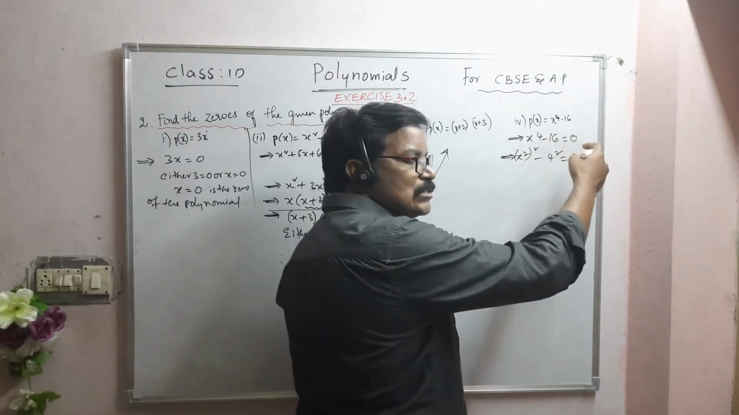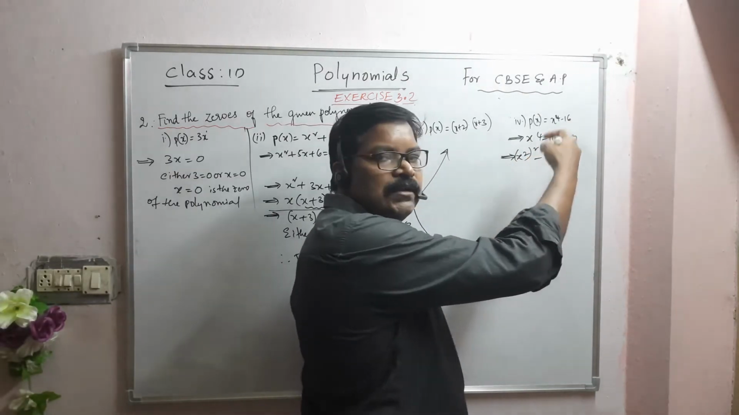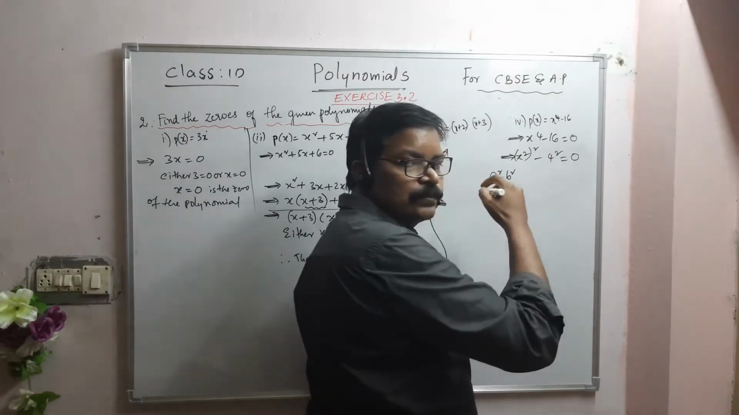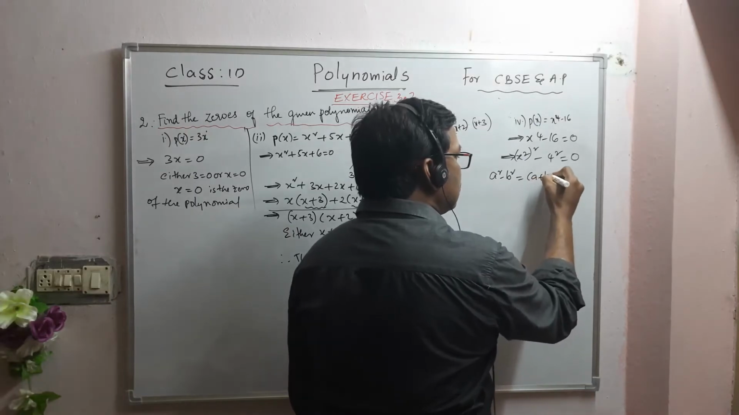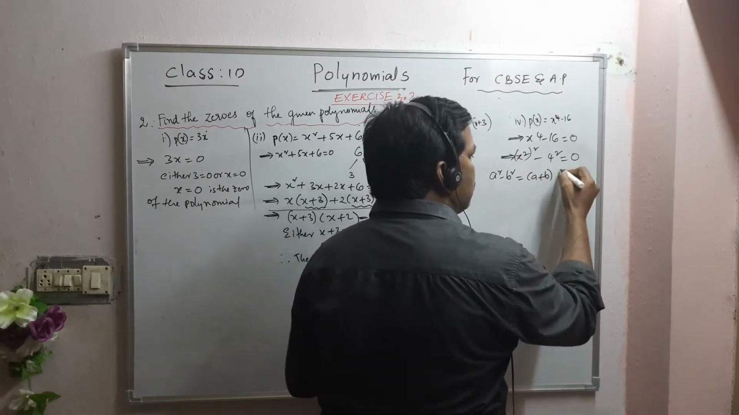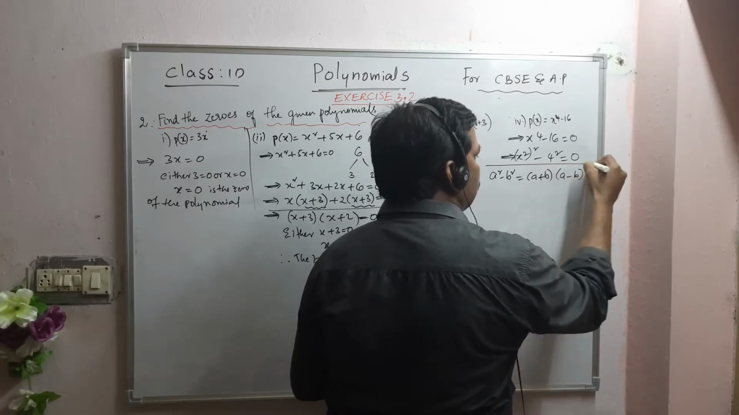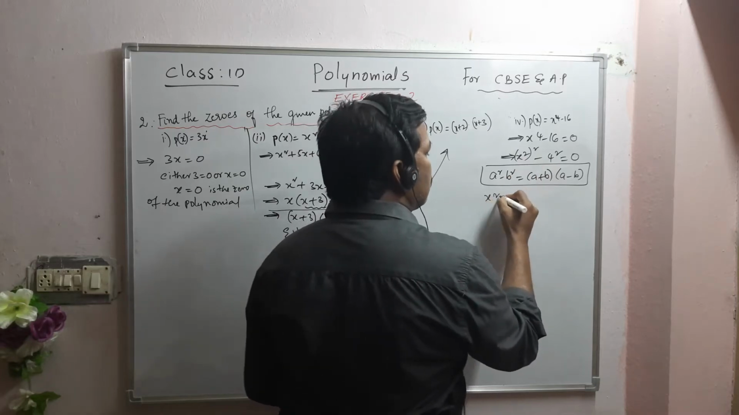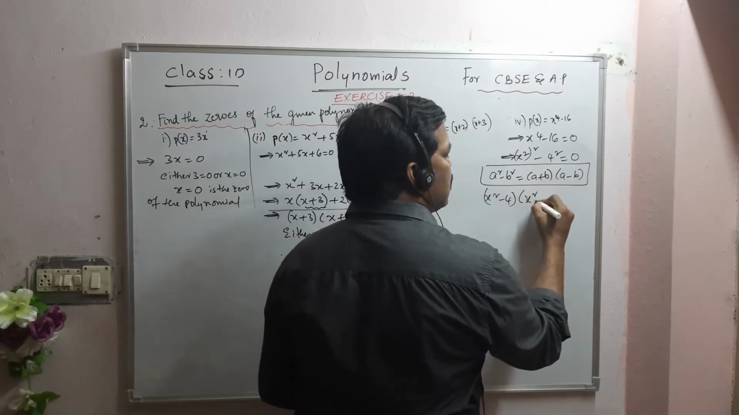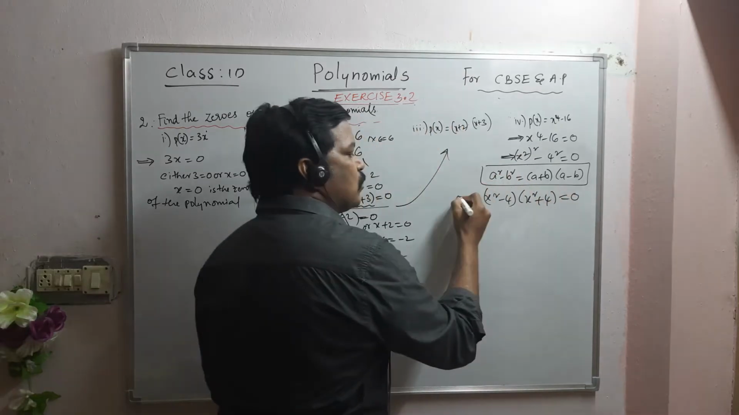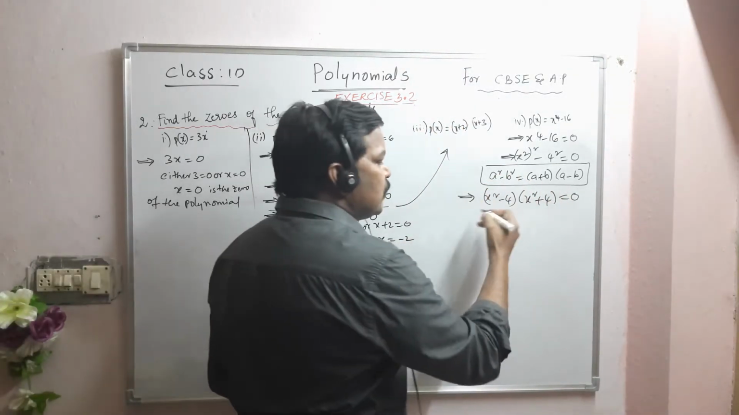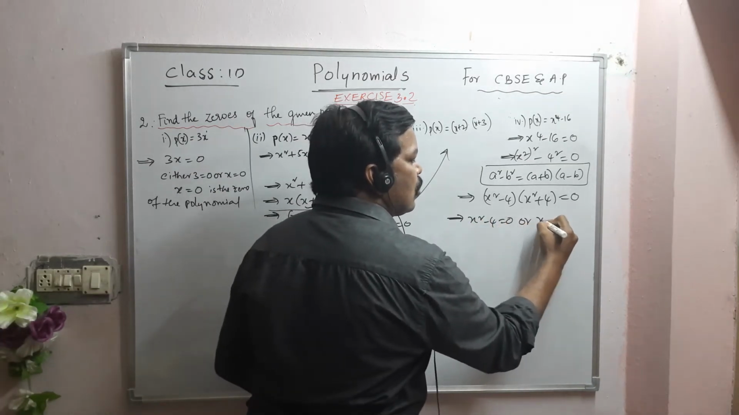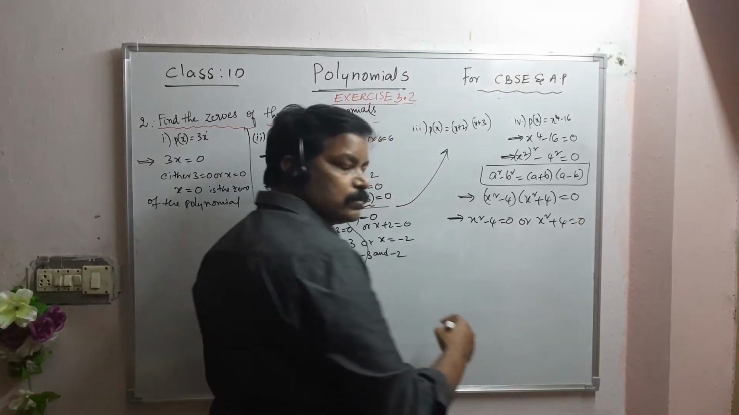This x power 4 minus 16 can be written as x square whole square minus 4 square is equal to 0. It is in the form of a square minus b square. What is a square minus b square? a plus b times a minus b. So here, this x square minus 4 times x square plus 4 is equal to 0 according to the formula. Therefore, this product is equal to 0 means either x square minus 4 is equal to 0 or x square plus 4 is equal to 0.